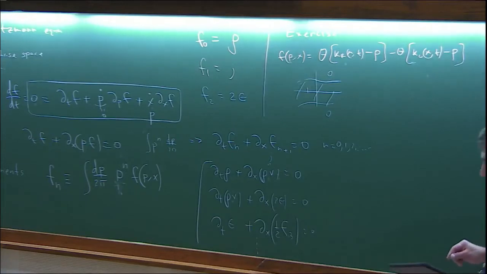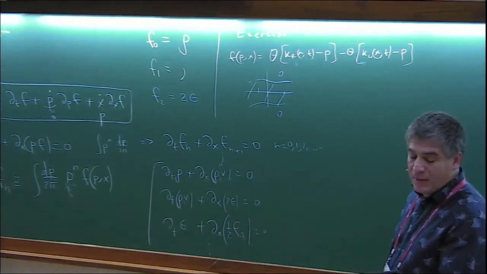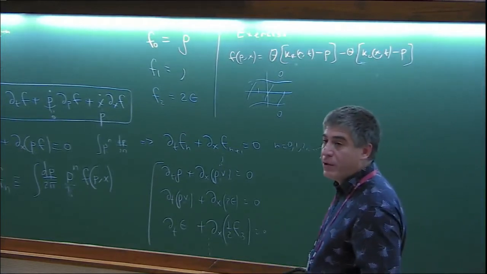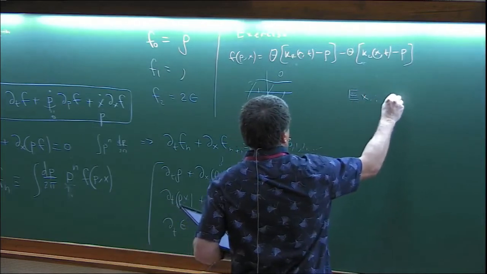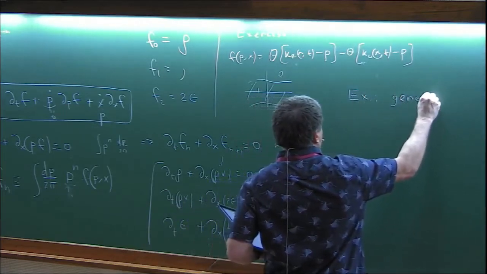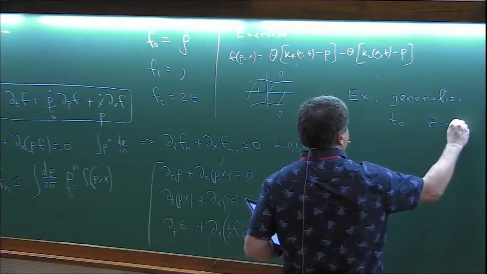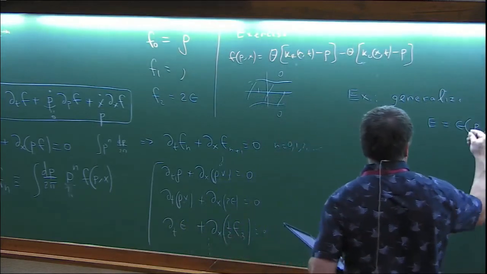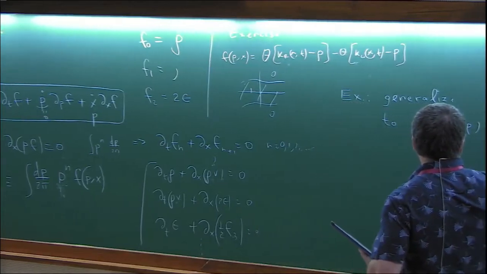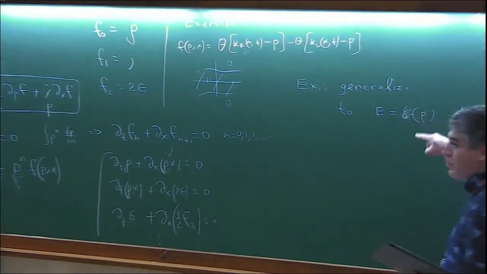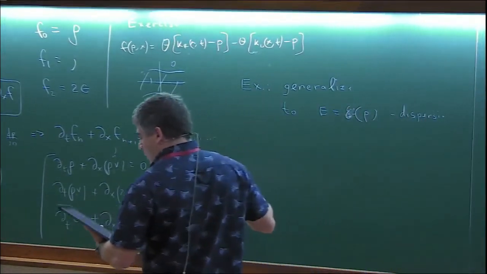Okay, the next exercise is to try to generalize all of this for fermions with arbitrary dispersion and in the presence of a smooth external potential V of x. So, exercise: generalize to energy equals epsilon of P, a general dispersion. I did everything for P squared over 2m, but you can do this for a general one.